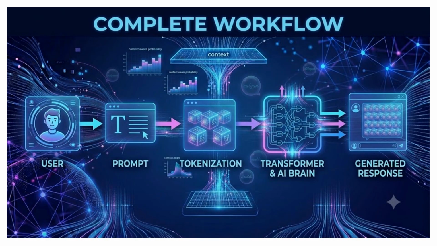The tokens are then sent into the transformer model, the intelligent core of ChatGPT. Inside this powerful neural network, the model analyzes grammar, sentence structure, context, and the relationships between words. It doesn't simply look at individual words. It understands how they work together to determine the user's intent.